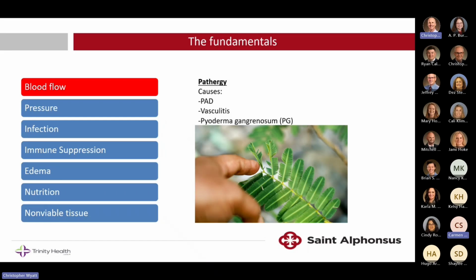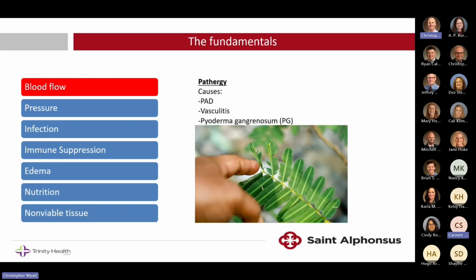And that's what happens with blood flow. If blood flow is compromised, it does something called pathergy, where even small amounts of trauma can actually make the surrounding tissue basically wilt away and worsen, right? So you may have a small wound, you debride it or do a little bit of trauma to it, all of a sudden it comes back twice as big.